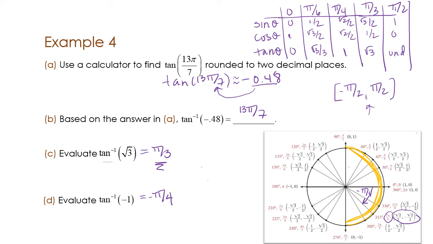So tan inverse of root 3: the tangent is root 3 at pi over 3. Okay, so tangent is 1 at pi over 4, so it's going to be negative 1 down here at negative pi over 4.